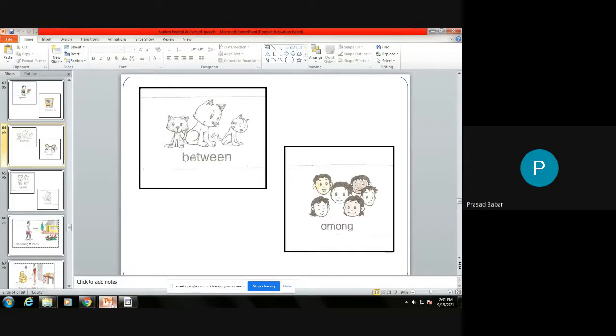Okay, so there are many pictures of girls and boys, and we have to find one picture among them. So we have to identify one among them, which is the happy picture or which is the sad picture. Okay, which is the laughing boy, it is among them. Okay, so among means what?